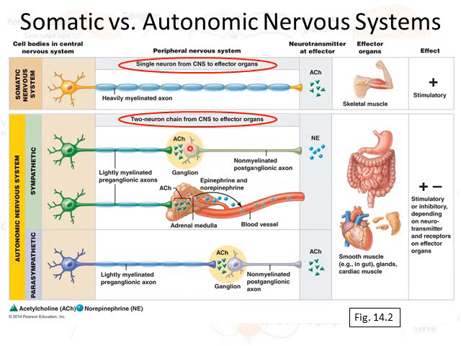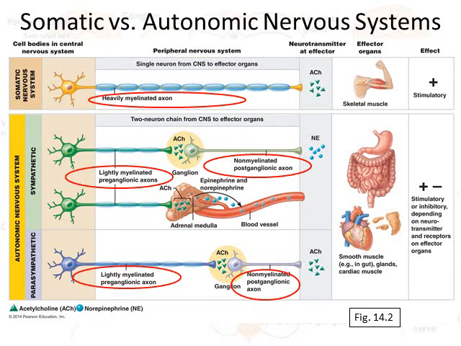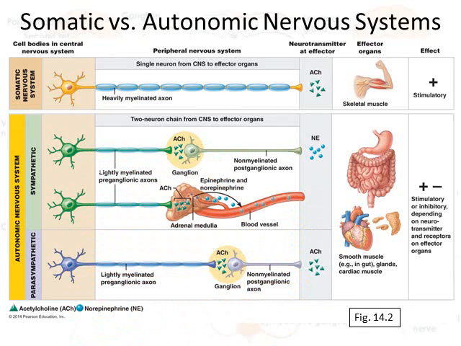So there's a ganglion in the middle, which is the synapse and collection of cell bodies, and you're always going to have that situation in both parasympathetic and sympathetic. Another major difference is this myelination. Very heavily myelinated, very fast traveling of the signals with the somatic, and lightly myelinated preganglionic and not myelinated postganglionic in the autonomic. So it's going to be slower signals.